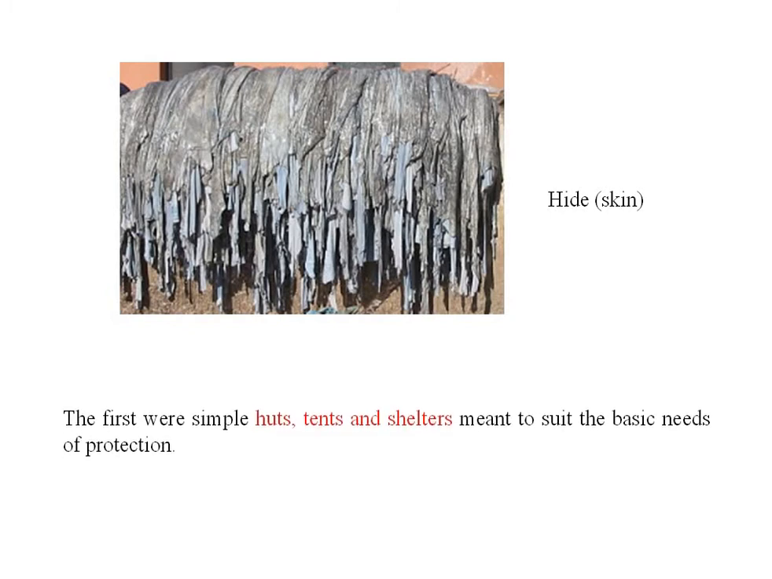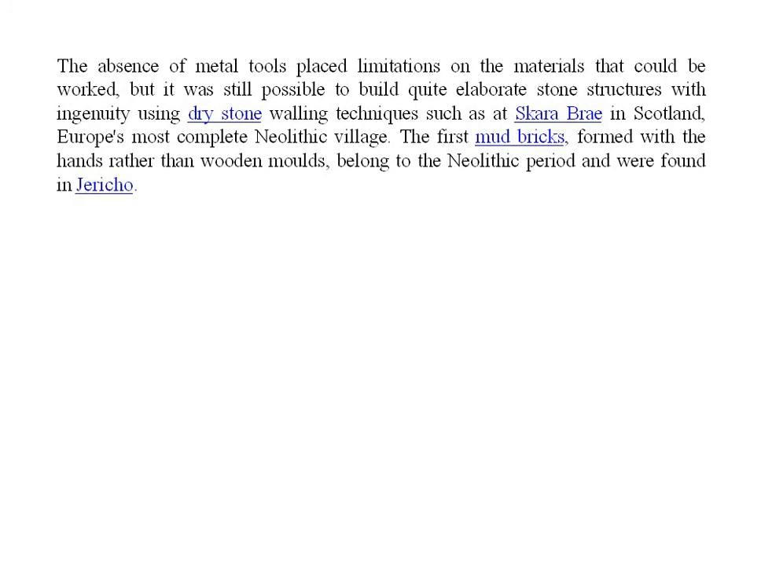The first structures were simple huts, tents, and shelters meant to suit the basic needs of protection. Of course, we first used huts and tents for livelihood, and man was traveling from one place to another, so there was a temporary shade used for it.